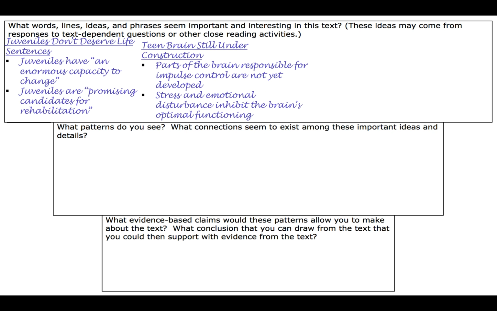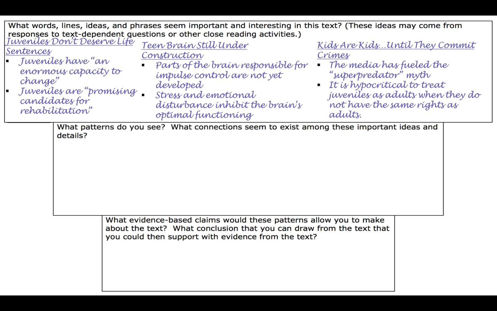In a second article relating to this topic, called The Teen Brain is Still Under Construction, the argument is made that parts of the brain that are responsible for impulse control are not yet fully developed. It also adds that emotional distress and emotional disturbances inhibit the brain's optimal functioning, meaning if somebody has gone through really traumatic or hard situations, then he or she may not be able to function at the best capacity.